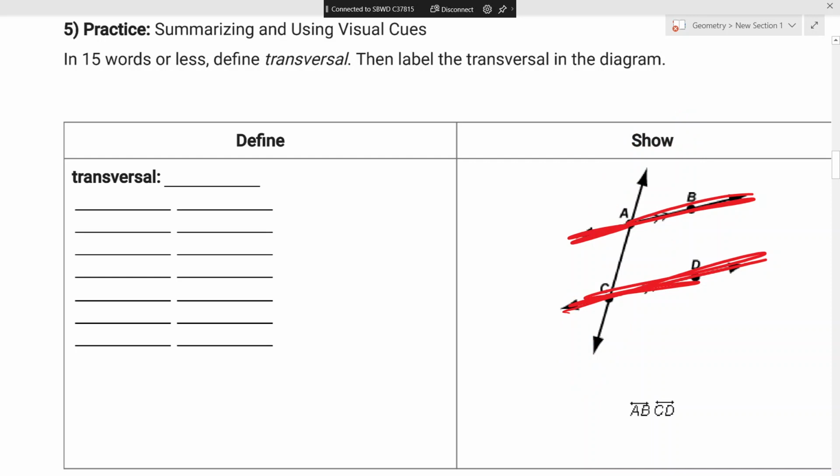So a transversal is, they got these blanks here, whatever. A line that intersects, again, my handwriting, that intersects two parallel lines. Okay, transversal, boom, goes right through there.